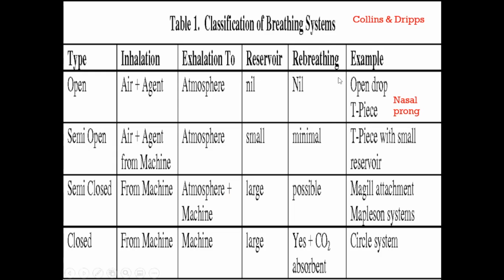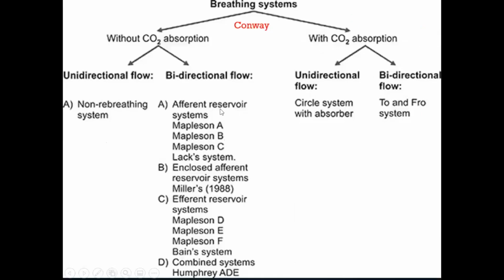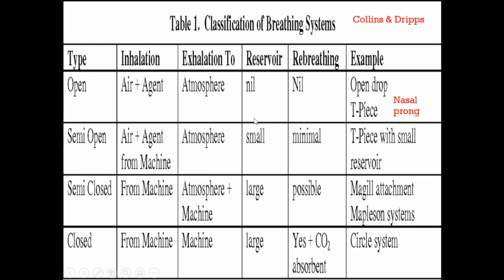So the classification of breathing systems can be divided into two types. One is based on whether it's open, semi-open, semi-closed or closed. That has been described by these two guys, Collins and Briggs. Another type is based on whether the system has CO2 absorption, which is your soda line for scavenging, or is without CO2 absorption. This is by the guy called Conway. So first, you have to know this classification.